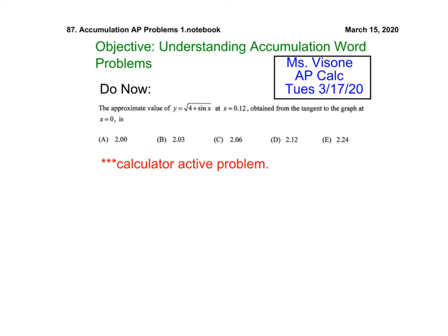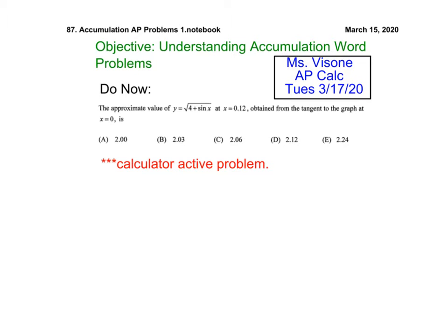Hey guys, so this is our next short little unit. It's really just like 2 to 3 days. It's a very specific type of word problem. So start off by pausing the video and do the do now. This is the linearization that we talked about yesterday. So it is a calculator active problem.